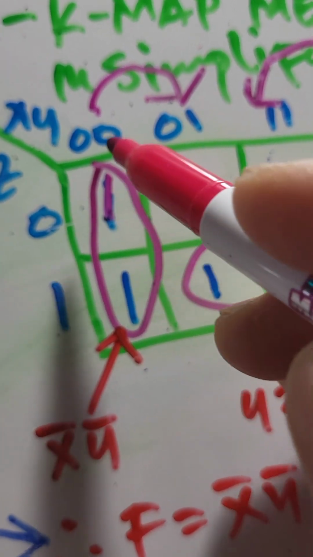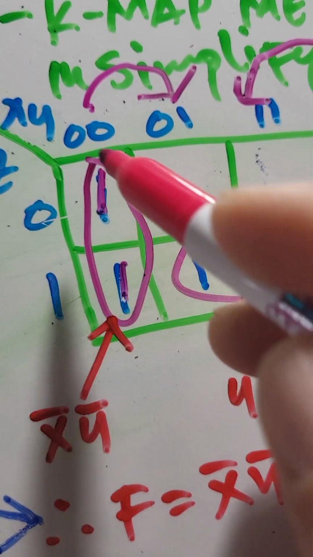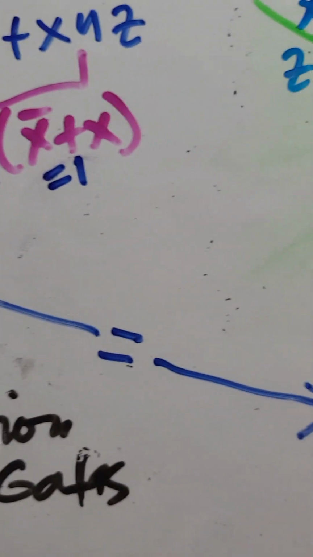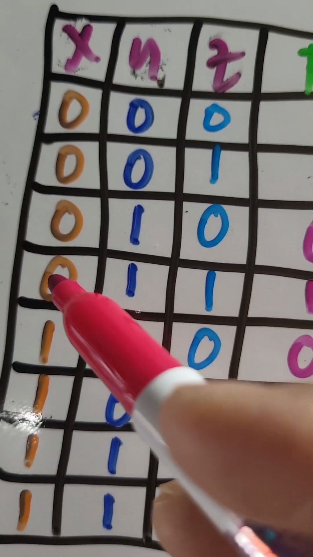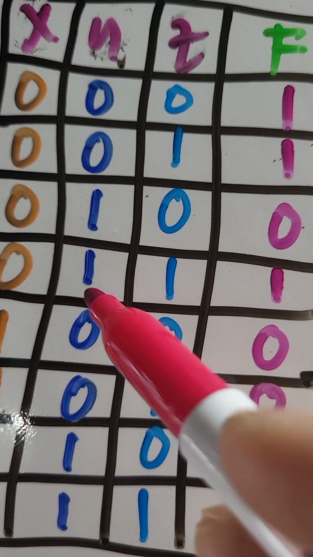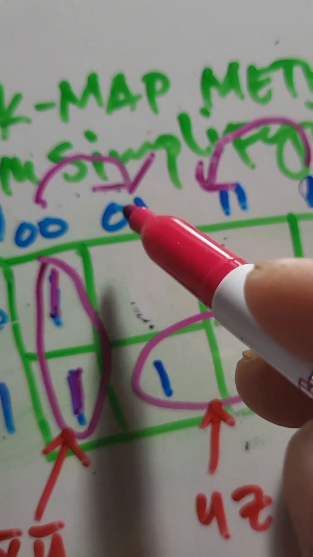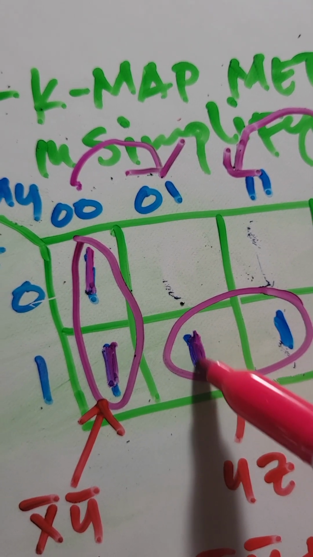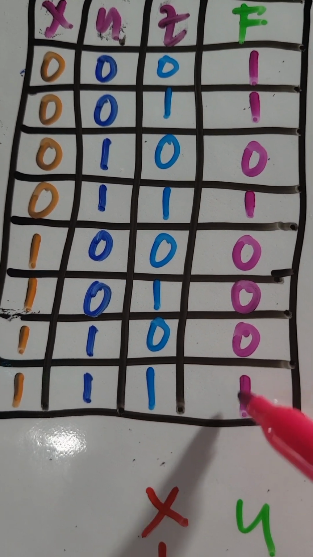0, 0, 1 here. X is 0, y is 0, z is 1. Then the third one here, what are the inputs? X is 0, y is 1, z is 1. So 0, 1, 1. So this one, you have an output on this quadrant. Then finally, x is 1, y is 1, z is 1, 1 output.